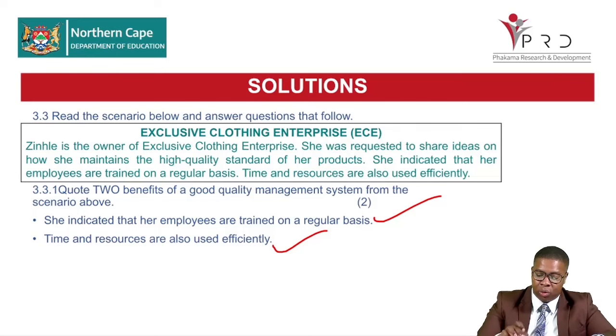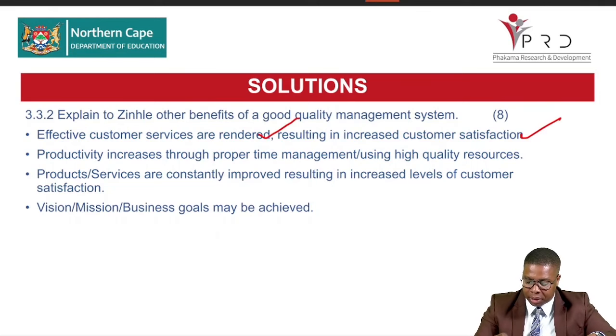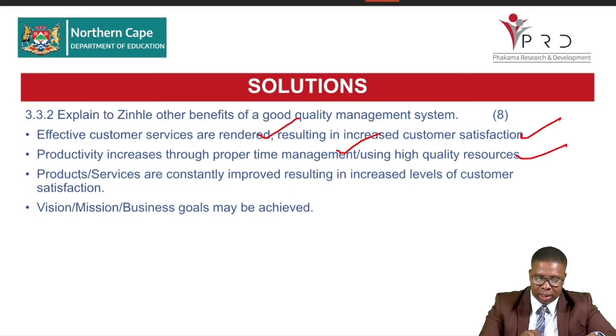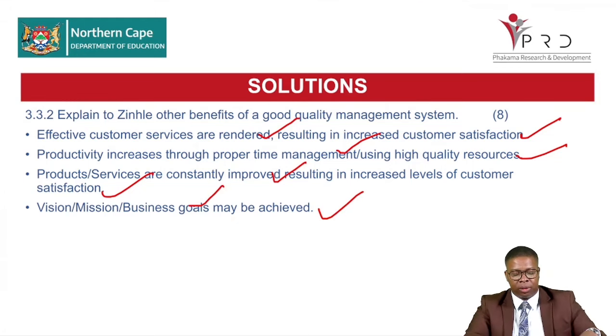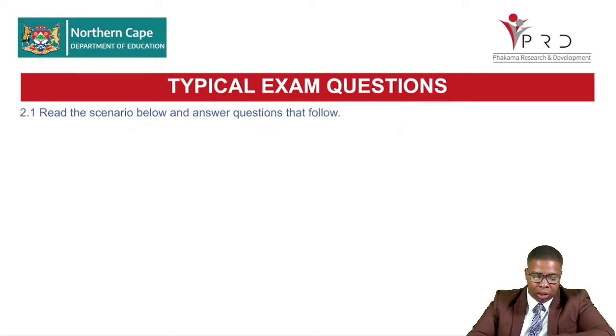So the other benefits include the idea that effective customer service will be rendered, resulting in increased customer satisfaction. Then productivity will increase through proper time management and the use of high quality resources. And then products and services will be constantly improved, resulting in increased customer satisfaction. And then the vision of business goals may be achieved. So that's how you deal with the benefits of a good quality management system.